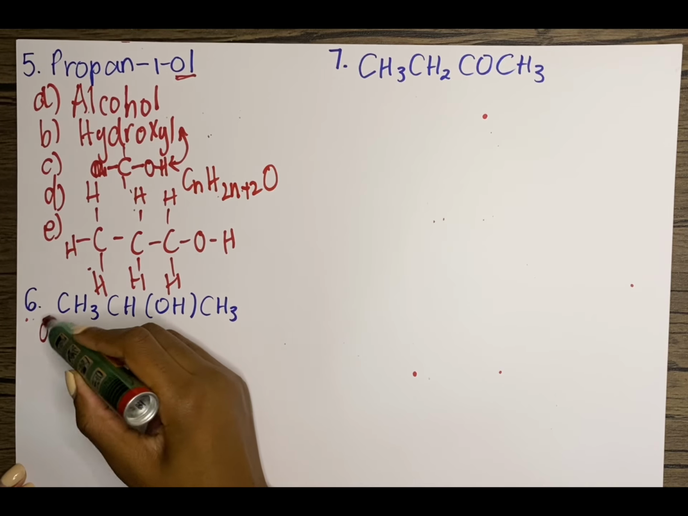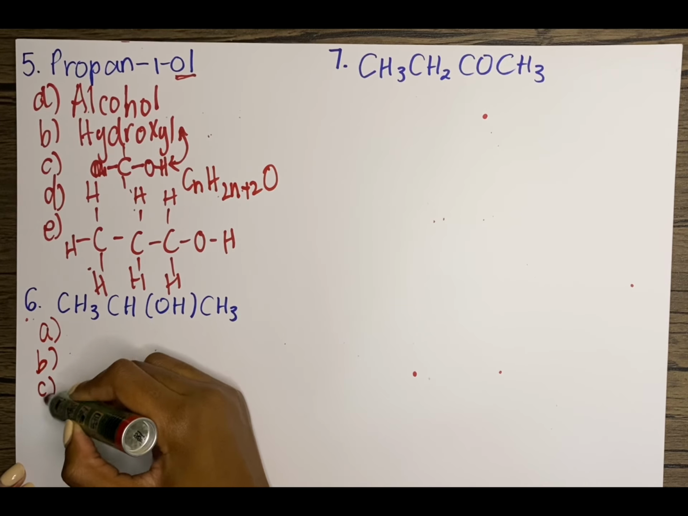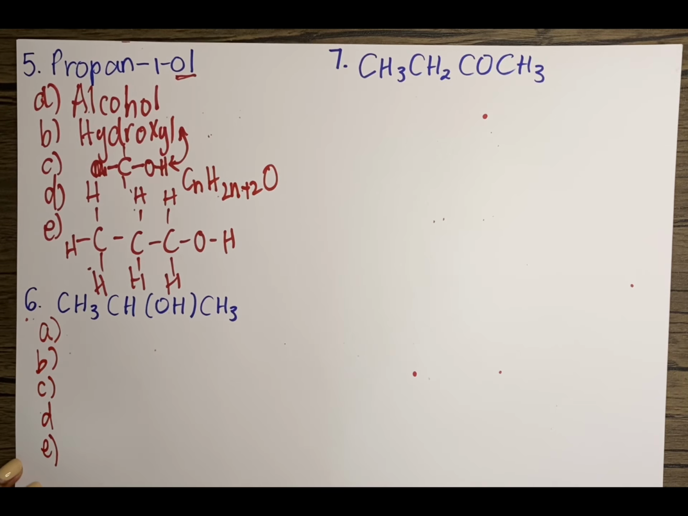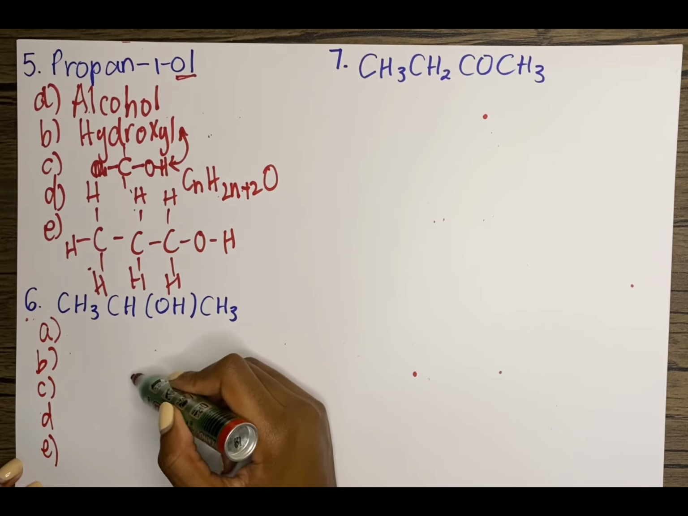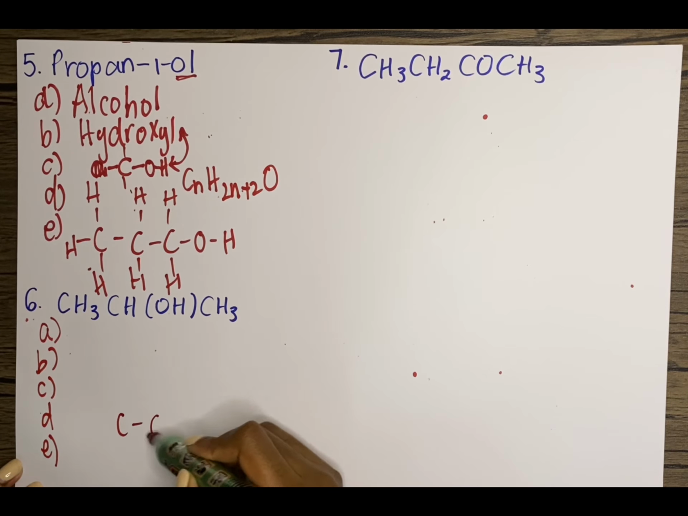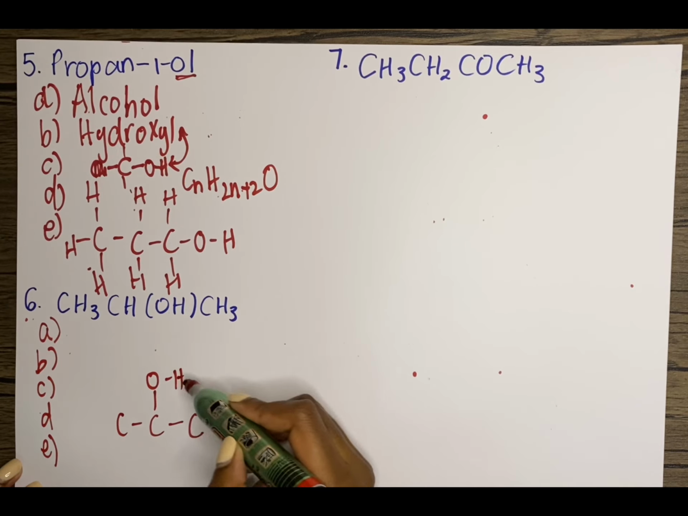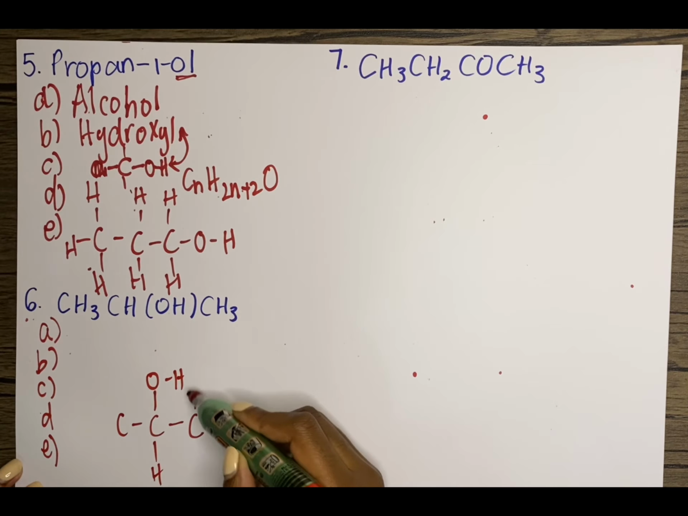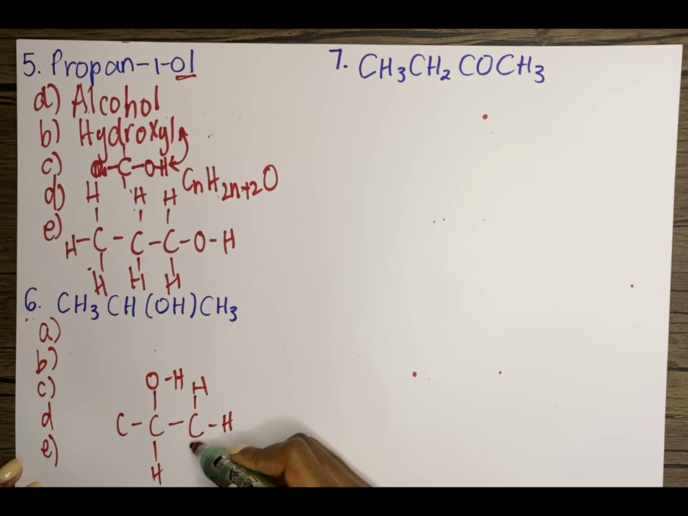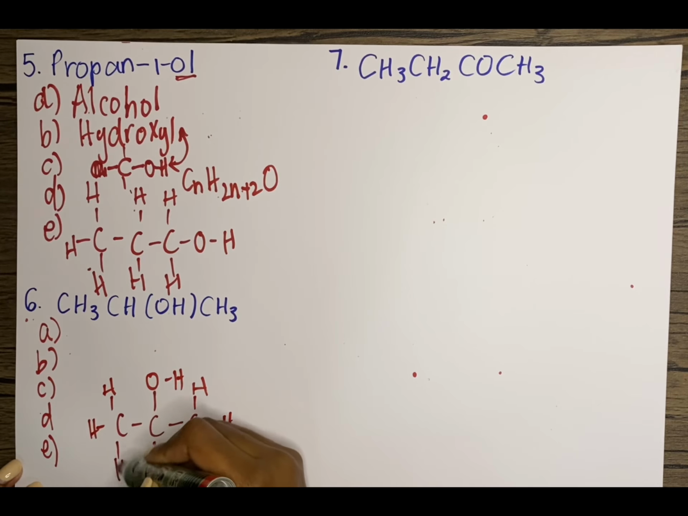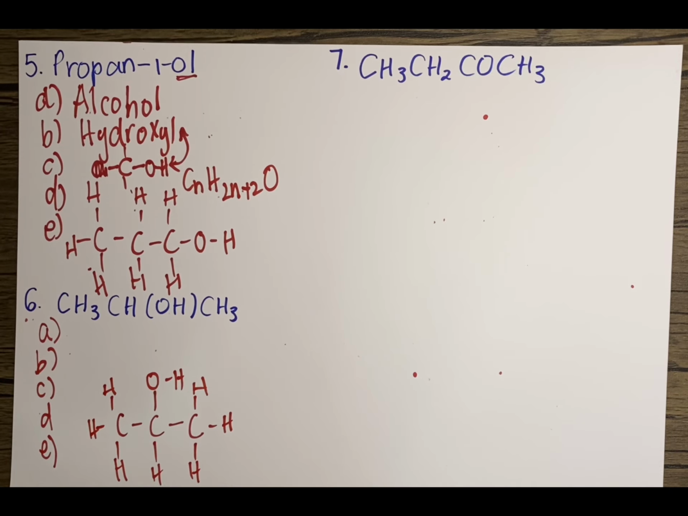So A, since I am given the condensed structural formula, I can start out first by writing out the structure. I always say it's good to write what you see. So it helps to first do the structure and then be able to figure out what is happening. So this is also an alcohol.